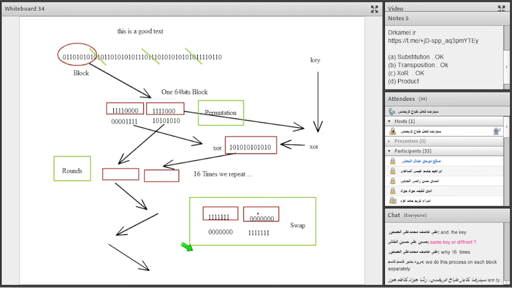For example, if these are your blocks, this is the swap. So I will write here, this is swap. This is rounds, and this one is permutation. You see, I explained all of them. This is permutation, this is rounds, and this is swaps.